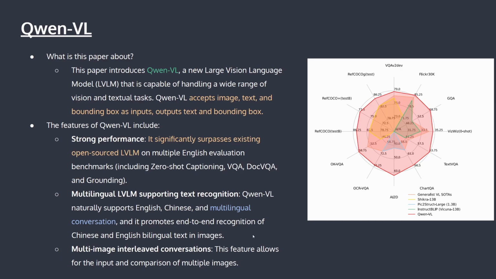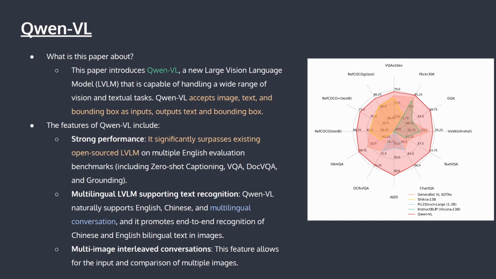And furthermore, it also supports interleaved conversations. So this means you can input multiple images and compare those images and ask questions about the specifics of each image. So that's really cool. Many of these models are not capable of that yet. So this paper is very important. You should definitely check it out. It's not too long as well.